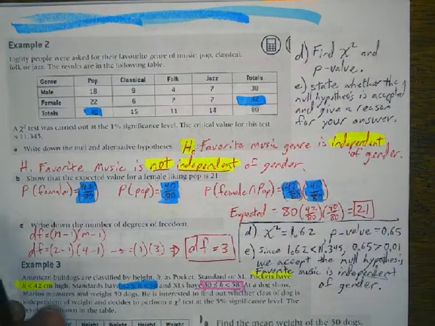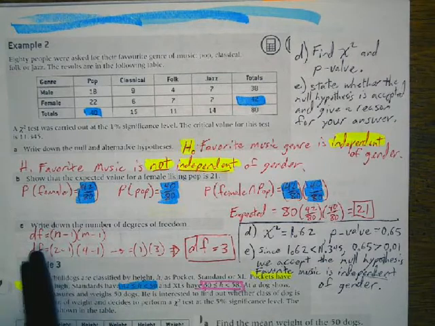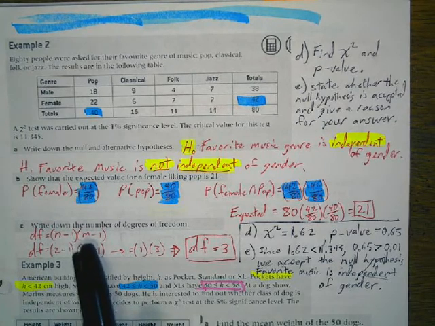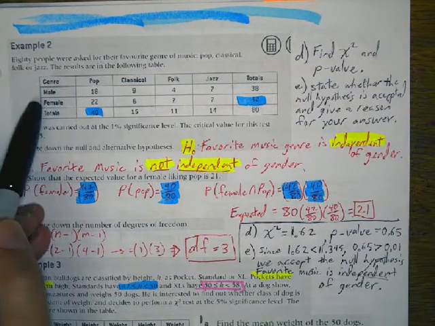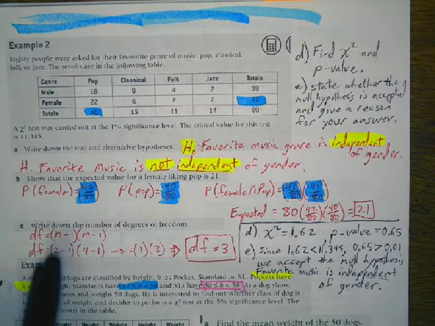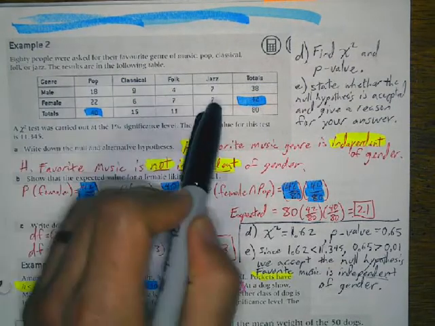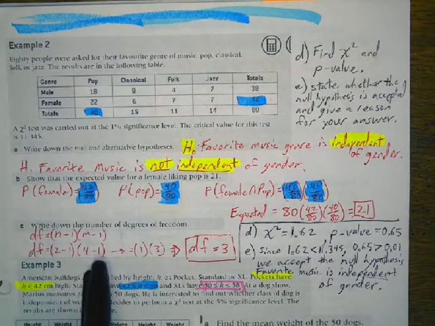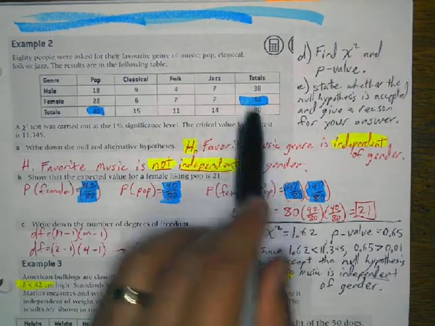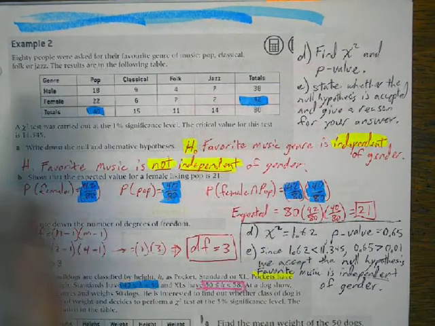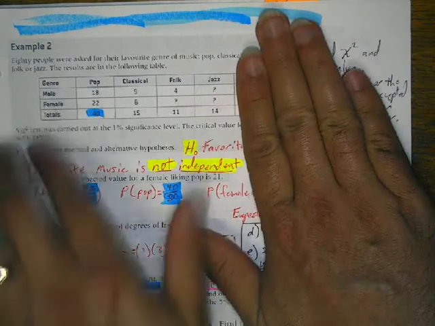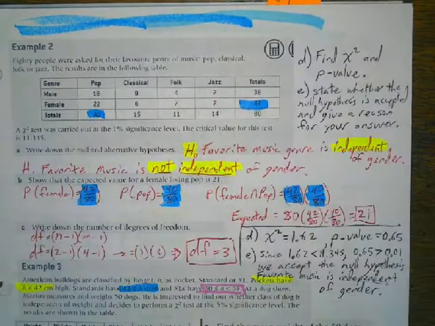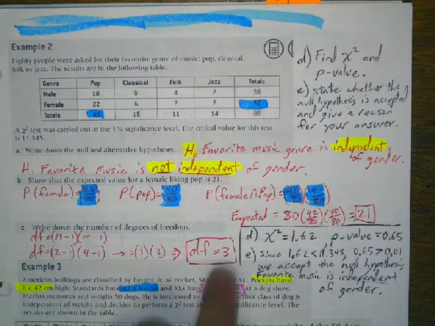Okay, how many degrees of freedom are there? You take the number of rows minus 1 times the number of columns minus 1. I've got two rows, male and female, so I'm going to have 2 right here. I've got 1, 2, 3, 4 columns, so I'm going to have 4 minus 1. When I'm counting the number of rows and columns, I don't count the total rows, just male, female, pop, classic, folk, and jazz. And we get a degree of freedom of 3.